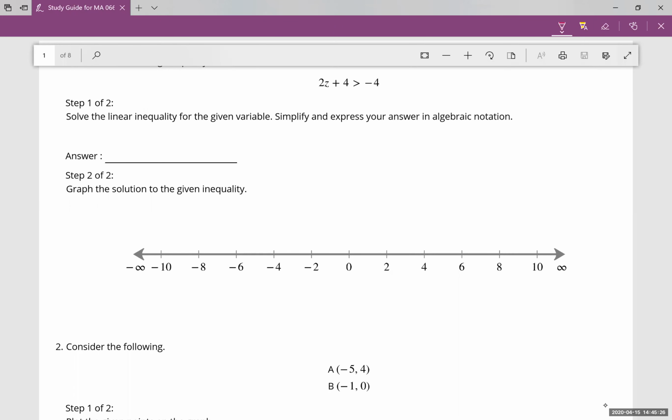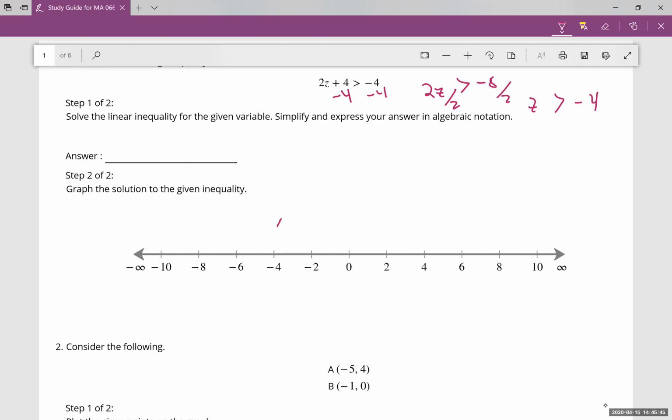some solving of this inequality and graphing. So moving -4, I have 2z is greater than -8. Dividing by 2, I have z is greater than -4. So the solution is z is greater than -4.